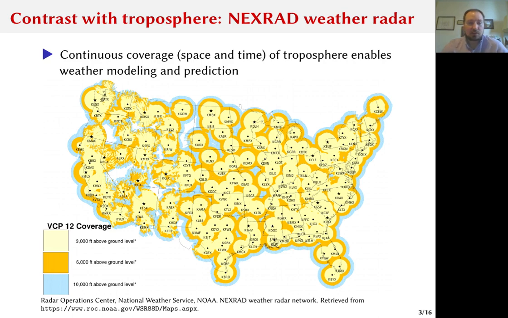This is in contrast with scientists studying the troposphere who have the NEXRAD weather radar network, which provides continuous coverage in space and time of the troposphere and enables weather modeling and prediction to a much better level than what we can manage with our sparse data sets of the upper atmosphere.